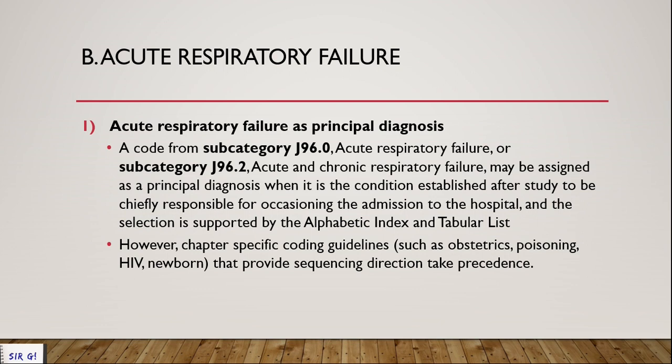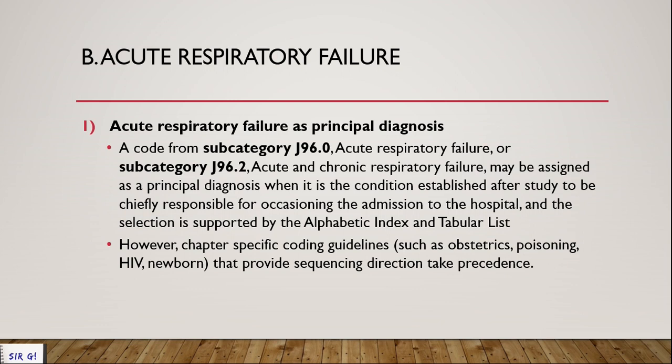First, before moving on, let's check subcategory J96.0. You can go ahead and check your book. J96.0 is acute respiratory failure, while J96.2 is acute and chronic respiratory failure. And we also have a different code for chronic. As you can see, after J96.0 there's a gap. There's no J96.1 here. That is the code for chronic respiratory failure. And if it is acute and chronic, use your J96.2.